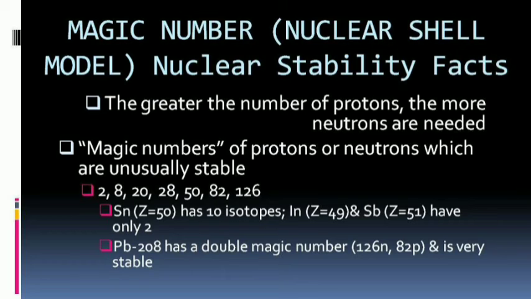Like tin, which has Z equals 50, that is, atomic number 50. So the number of protons is 50, and it has 10 isotopes, while Z equals 49, and antimony with Z equals 51, have only 2 isotopes. Another important fact regarding magic numbers is that lead-208 has a double magic number. 208 gives 126 neutrons and 82 protons, and hence it is considered very stable.